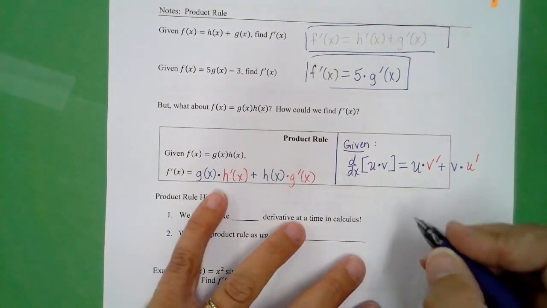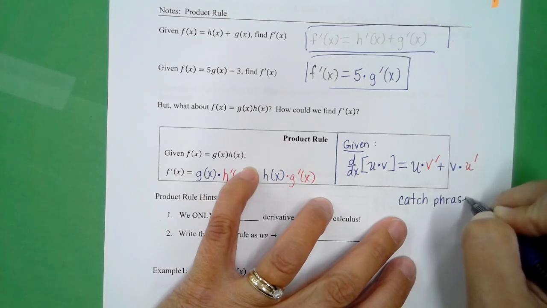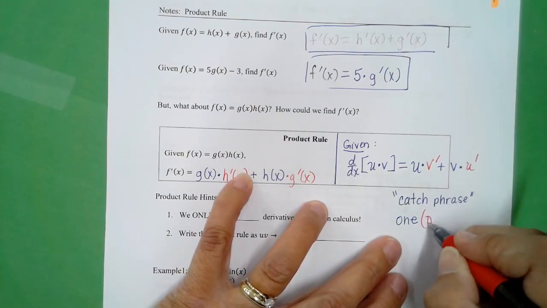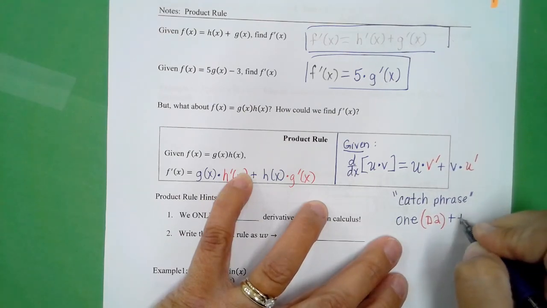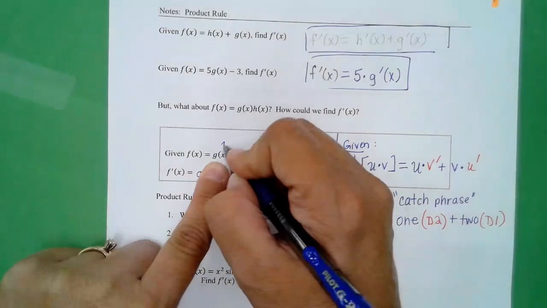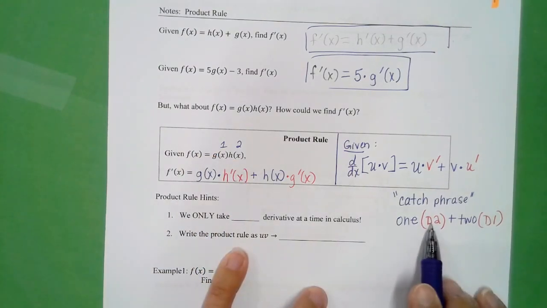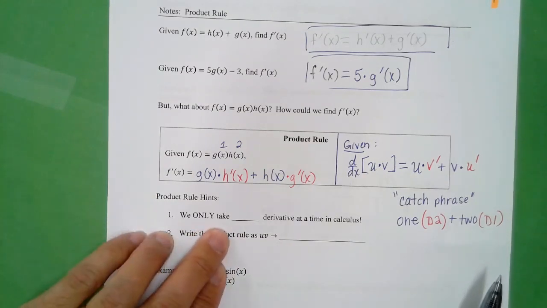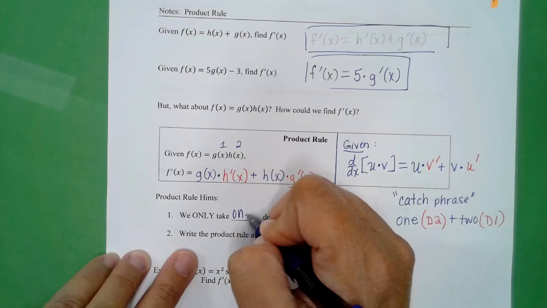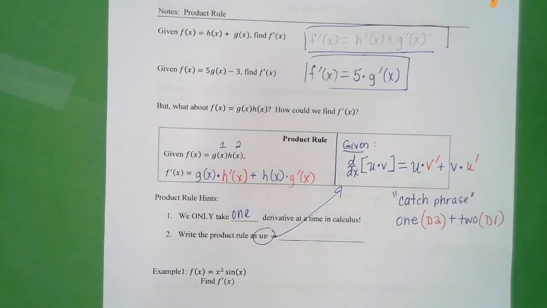I am going to write down a little catchphrase. So here's our catchphrase idea. I think of it like 1 d2 plus 2 d1. So what I mean by that is you take the first one times the derivative of the second one plus the second one times the derivative of the first one. So you'll hear people say 1d2 plus 2d1. We only take, what would I want to do here? We only take one derivative at a time in calculus. Oh, so for right now, one derivative at a time in calculus. We write the product rule, which this right here is what I have up here. So let's talk about some examples.